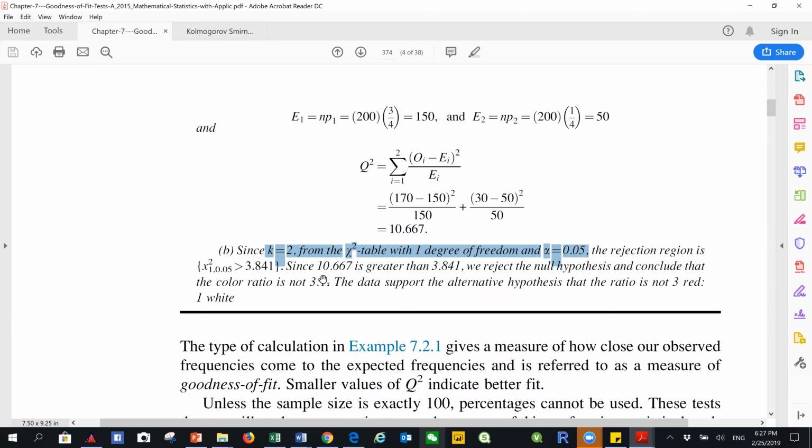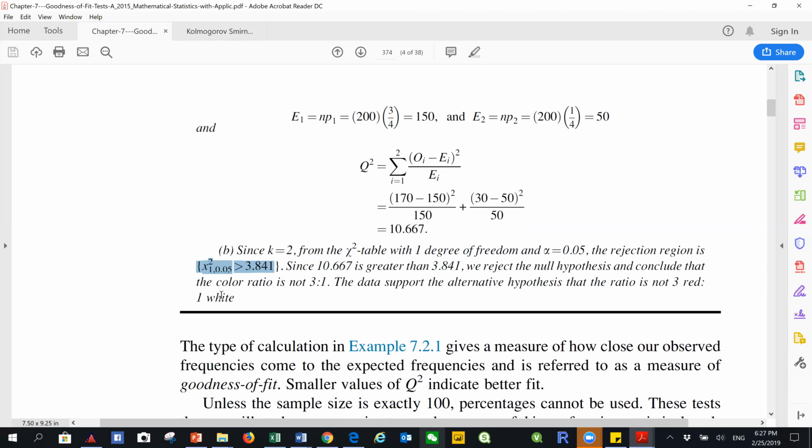Okay, and here, given that alpha equals 0.05, the rejection region is beyond 3.841.